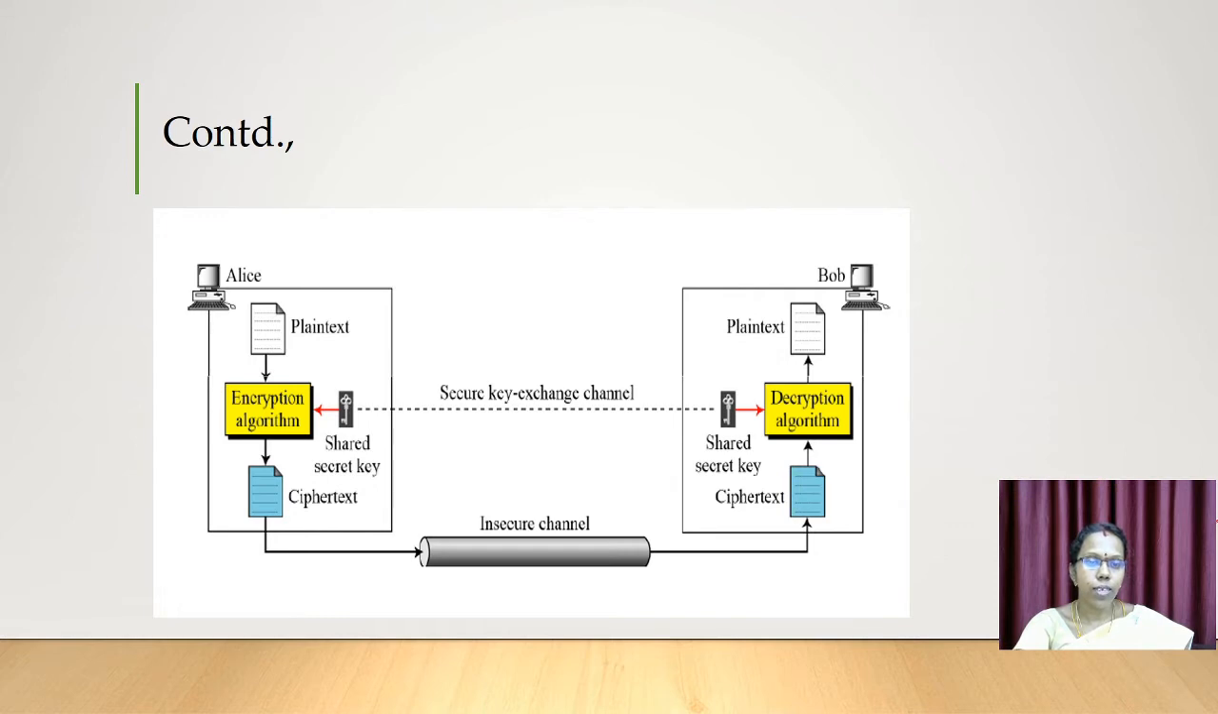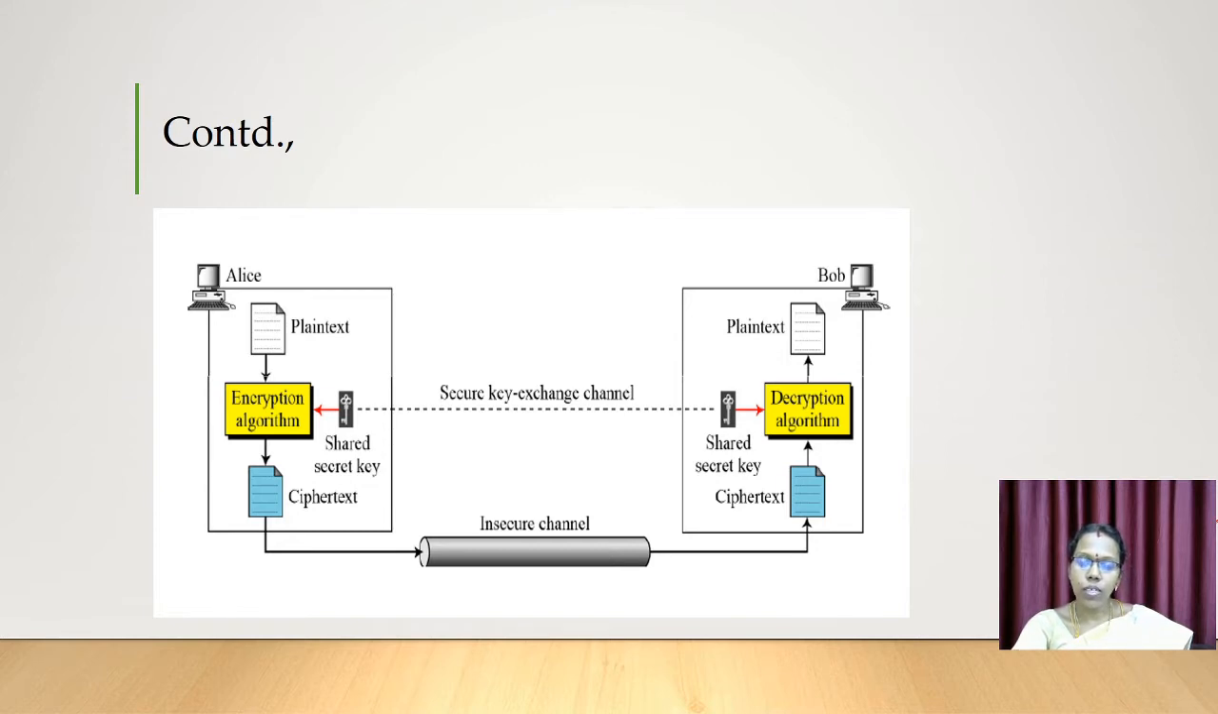Here the sender sends the plain text to Bob. The plain text is first converted by the encryption algorithm. The algorithm uses the secret key which is shared between the sender and the receiver. Here Alice and Bob use the same secret key. The algorithm converts the plain text into the corresponding ciphertext, and the ciphertext is transferred to the receiving side, the receiver network.